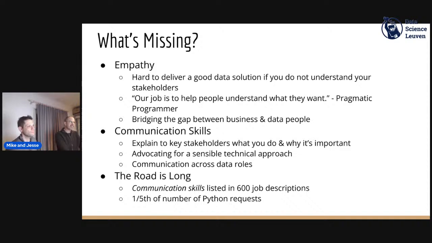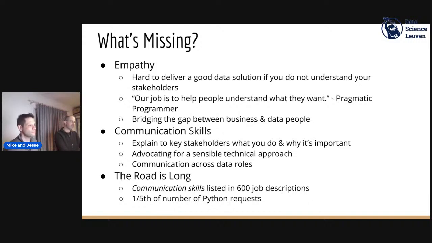As we said, all this data stuff is relatively new. And so being able to explain in plain language to key stakeholders, that could be executives, it could be other technical people, anywhere really across the business, what you do and why it's important is really critical. Also, because we do occupy technical roles, advocating across different stakeholders for a sensible technical approach can be very important. And then finally, communicating across data roles is also super important, right? Because we all occupy the same general space and we need to work together. And so being able to express ourselves clearly between data scientists, engineers, analysts, etc., is important.